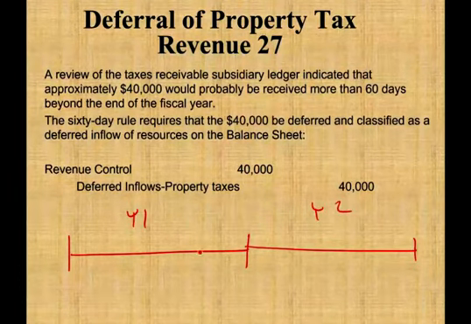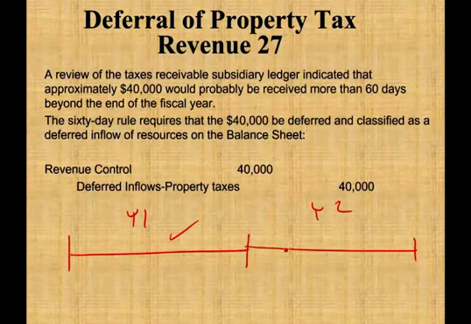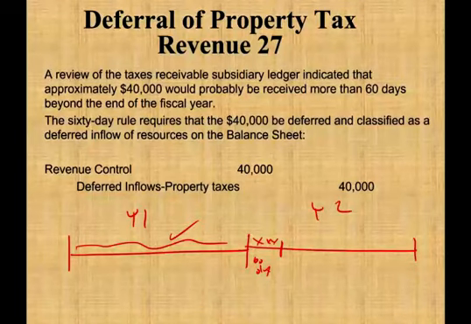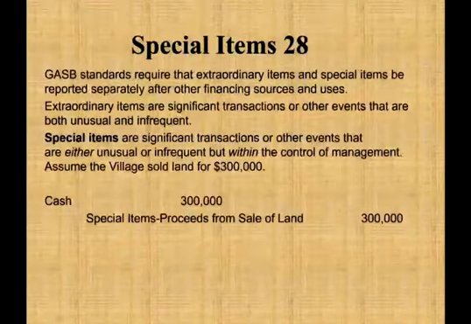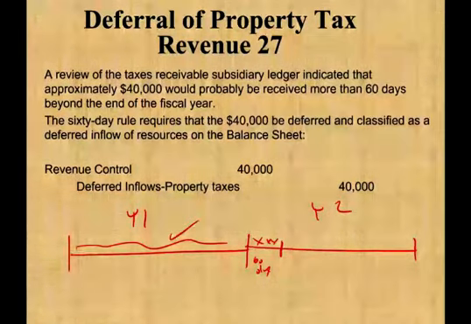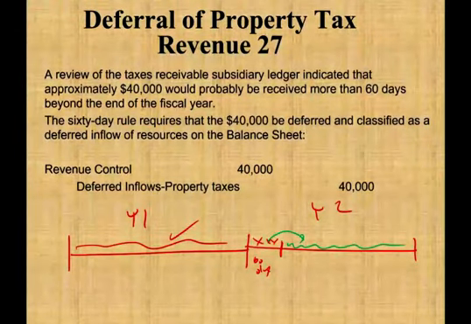All the taxes that they impose for year 1, as long as it's collectible within 60 days, it's revenue. So all of this plus this, those 3 taxes are revenues. Anything that's going to be collected after this time, which is in this area here, 60 days after year 2, it's going to be deferred to the following year.